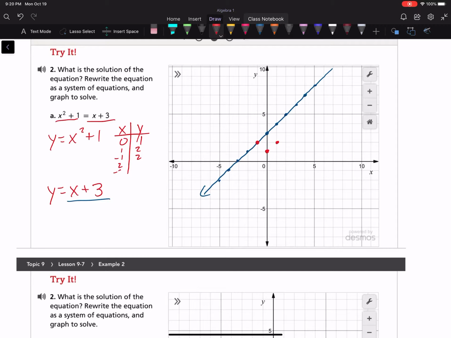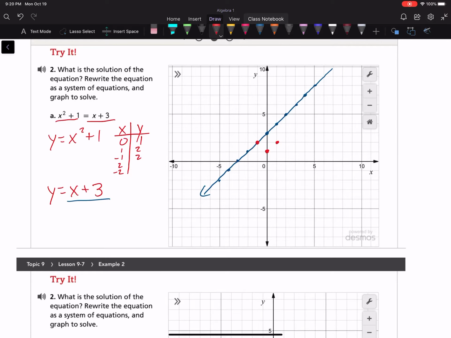So let's do 2 and -2. If I plug in 2 and -2, I will get 5. So 2, 1, 2, 3, 4, and 5. There's my other one. And -2 and 5. So there's my other graph. And so my answers are right here. We got 2, 5, and -1, 2. And again, the final answer is just what the x's are. So x equals -1 and x equals 2.